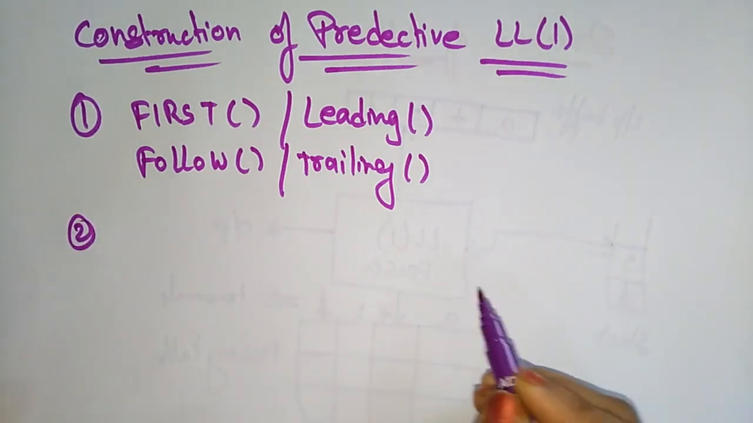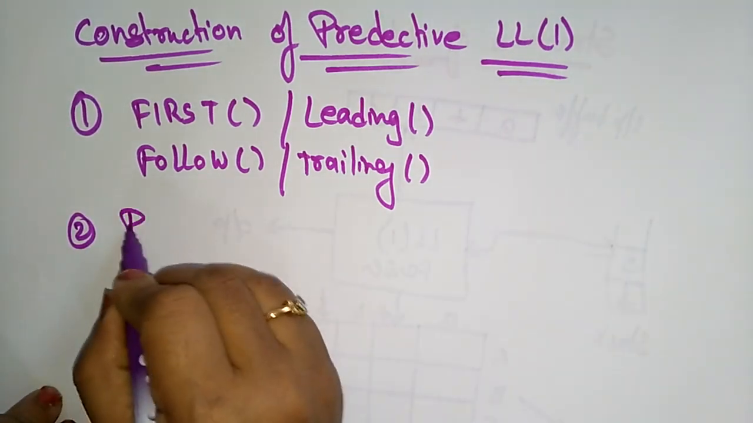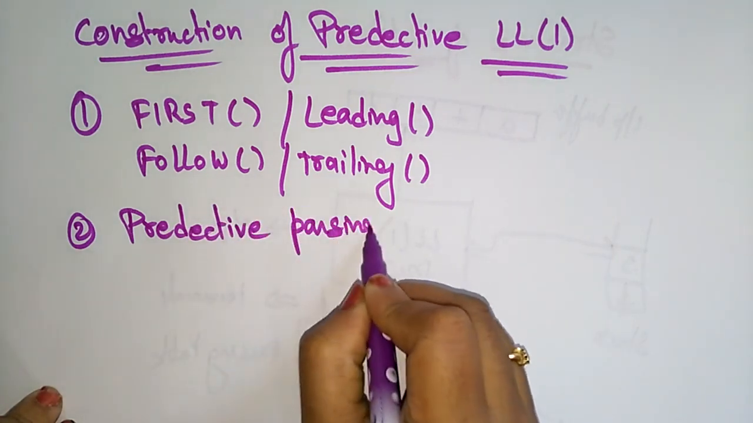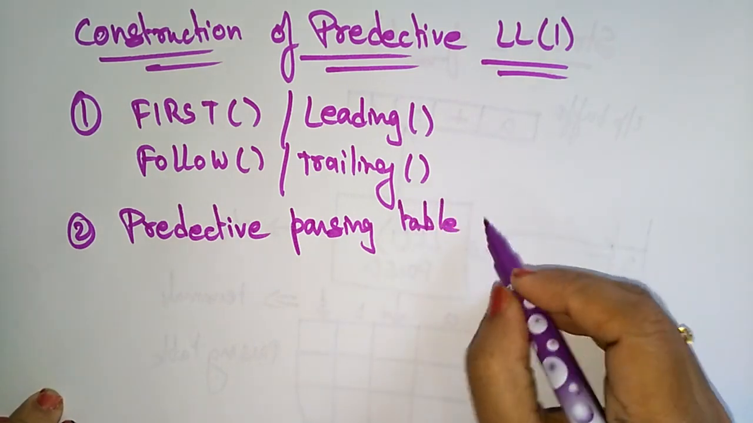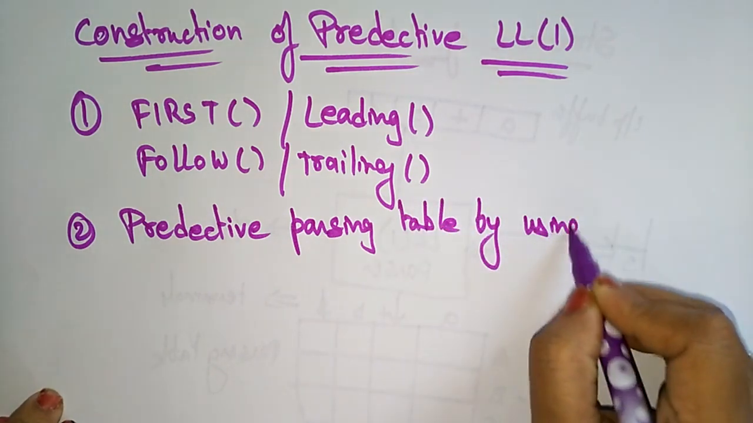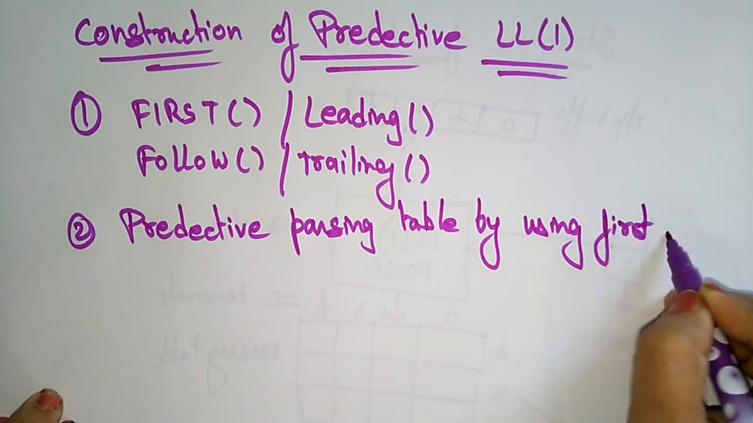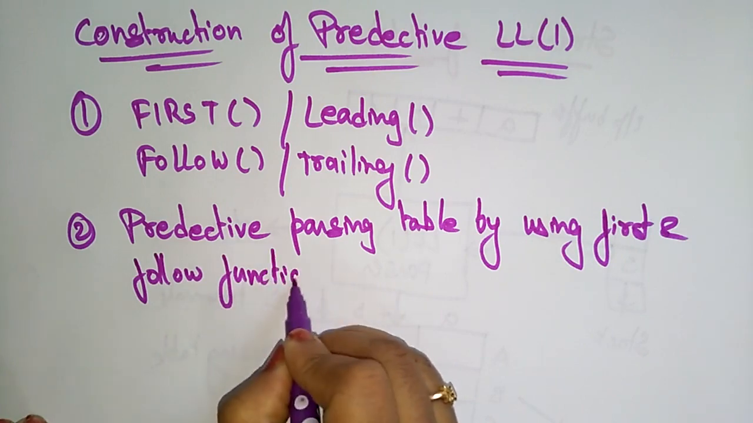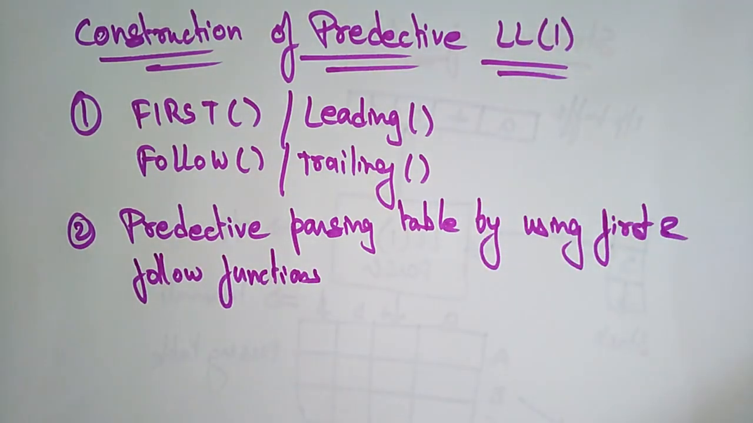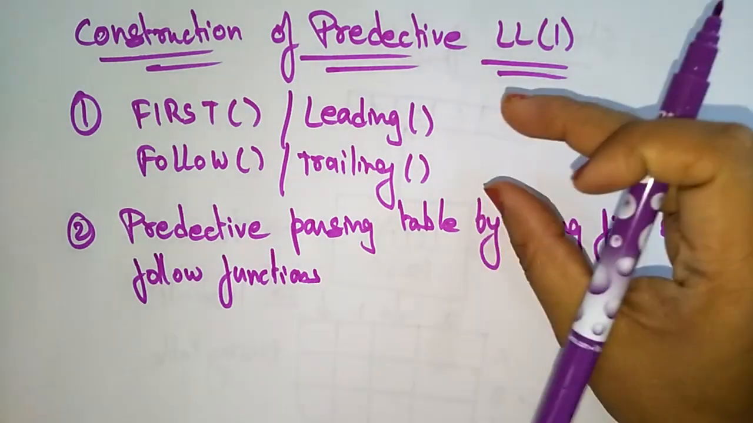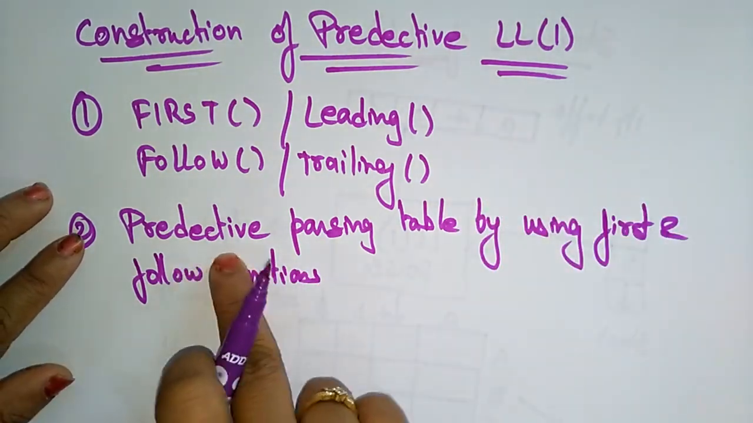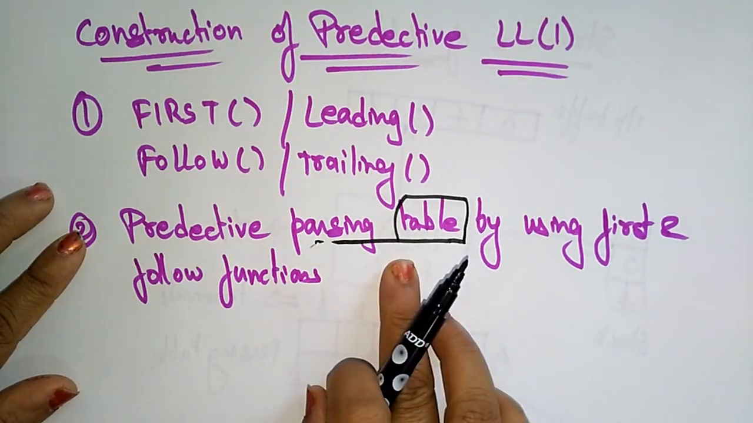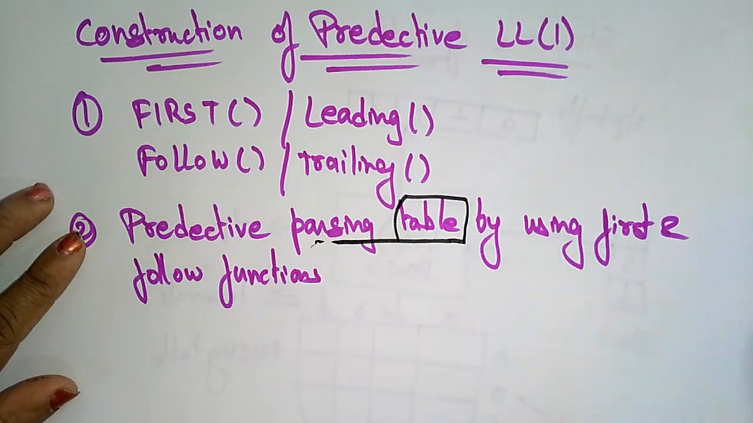And the second step is to construct the predictive parsing table by using the first and follow functions. So first you need to find the first and follow functions, either leading or trailing. After finding the first and follow functions, you have to construct the predictive parsing table. By using these two functions, you have to construct the table.